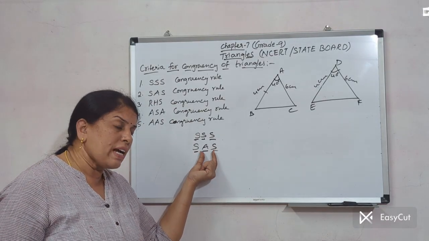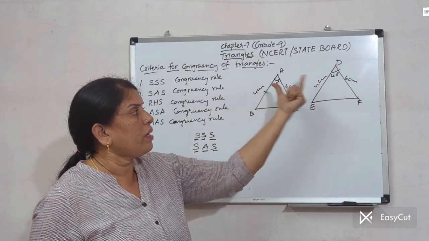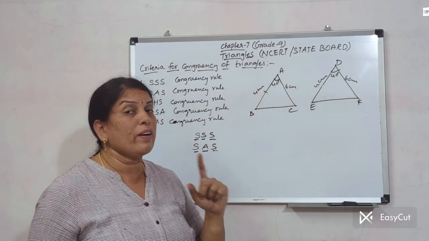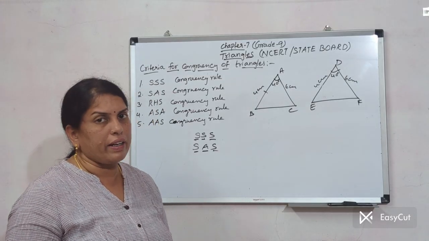Why? Because two sides and the included angle must be equal. Two sides and the included angle. Then only those two triangles are congruent according to SAS congruency criteria.